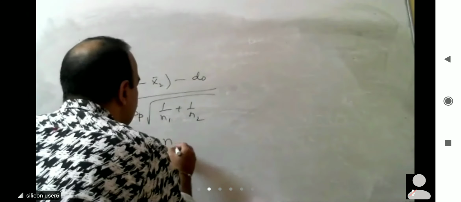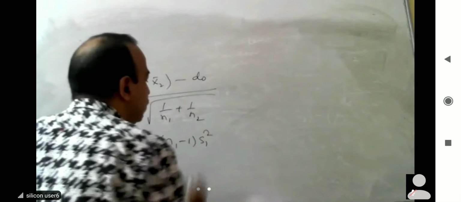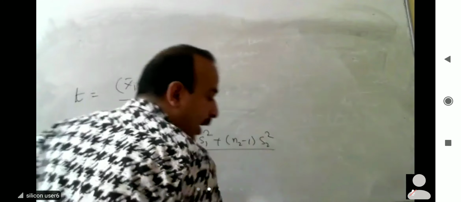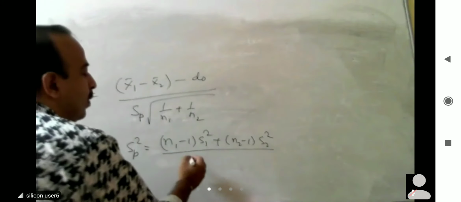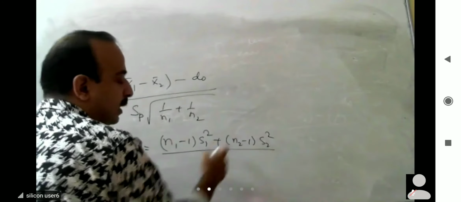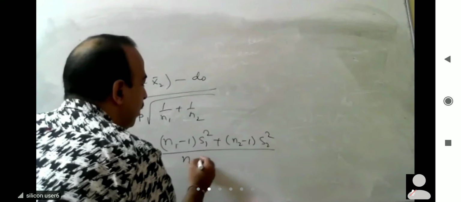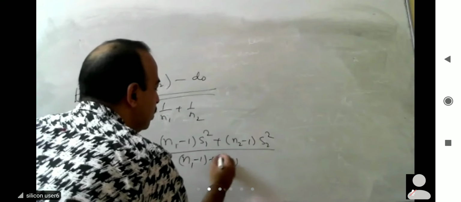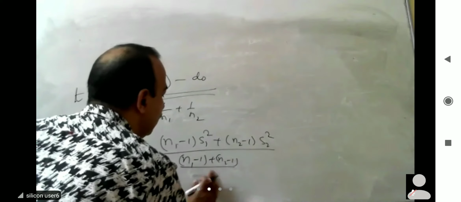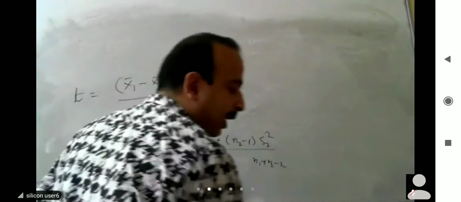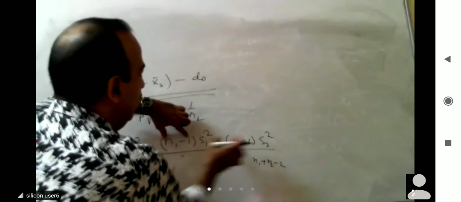What is the pooled variance? It is n1 minus 1 times s1 square plus n2 minus 1 times s2 square, divided by n1 minus 1 plus n2 minus 1. That means n1 plus n2 minus 2. Clear? You add these two, you get this thing.